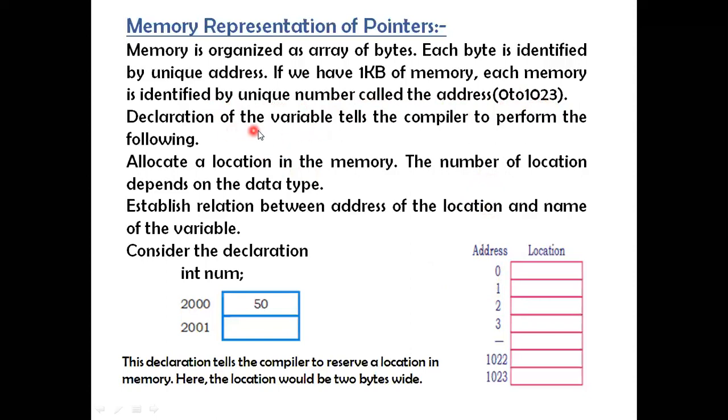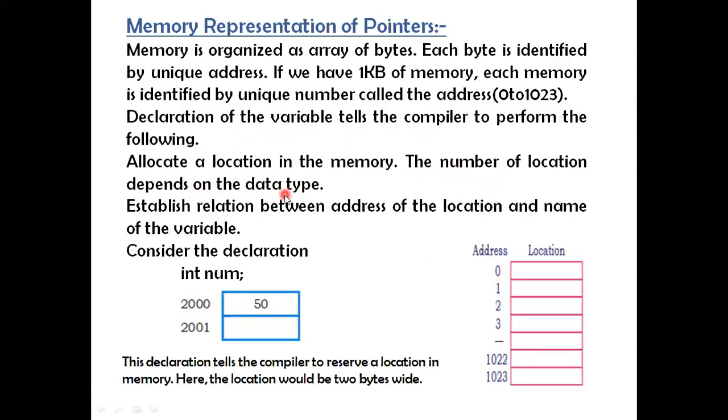So the declaration of a variable tells the compiler to perform the following. Have a look at these 2 points. The first one, allocate a location. Allocate means some amount of memory will be reserved. Allocate a location in the computer memory. The number of locations depends on the data type.